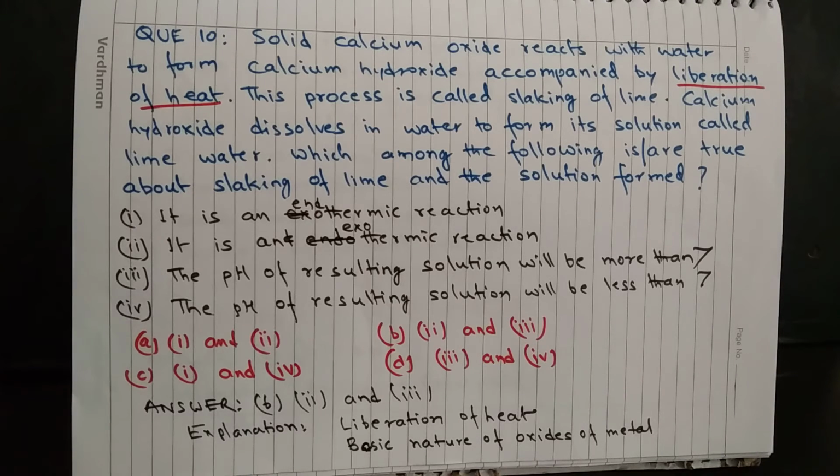We know that oxides of metal are basic in nature. So aqueous solution of metallic oxides is alkaline in nature, which means their pH will be more than 7, and that is why 2 and 3 are the correct statements, and correct answer is B, 2 and 3.